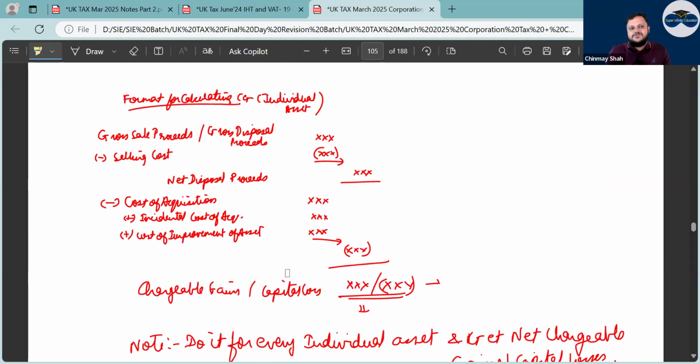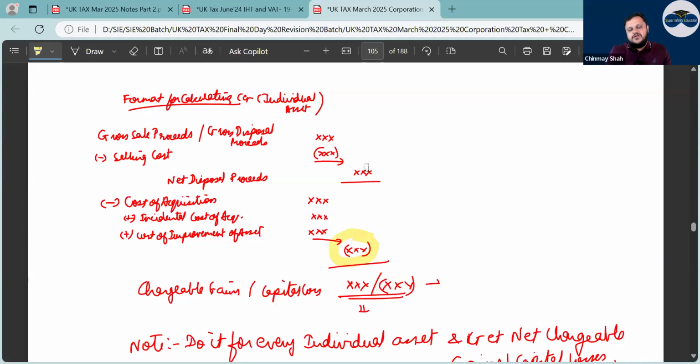Format of calculation of CG: gross sale proceeds or gross disposal proceeds minus the selling cost, right? Very important to know what is GSP or GDP, because gross sale proceeds are going to be used going ahead, correct? Net disposal proceeds, right? Then minus cost of acquisition. COI is what? Index cost of acquisition, and cost of improvement of asset. Both will be added to the cost of acquisition. That will be total cost of acquisition.